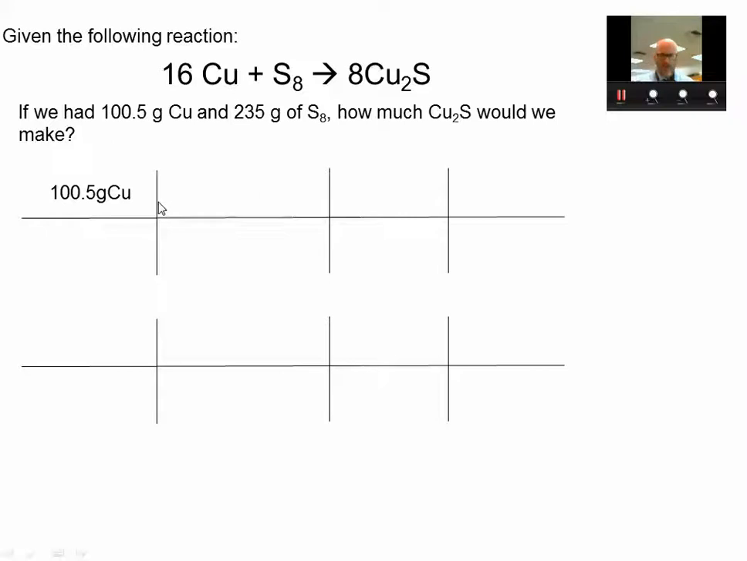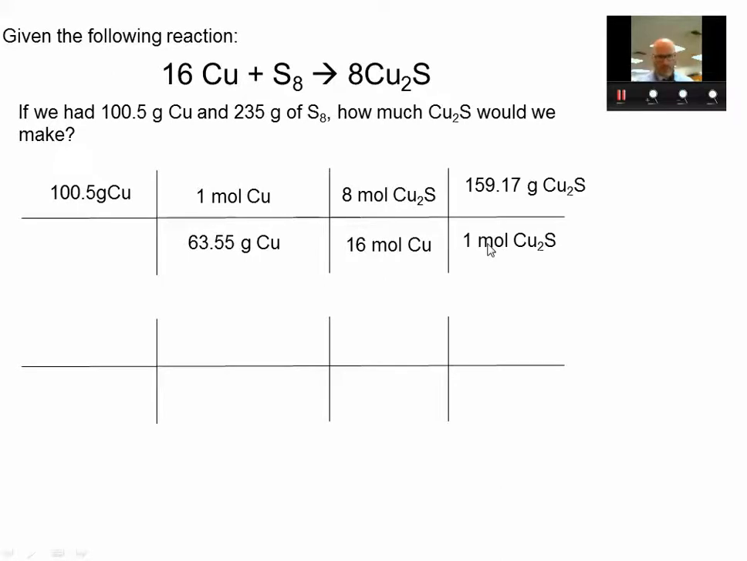And this is our normal gram to gram problem that we've been doing. So we're going to set this up to do that. In 1 mole of copper, there's 63.55 grams of copper. For every 16 moles of copper, we have 8 moles of copper sulfide. And then in 1 mole of copper sulfide, there's 159.17 grams of copper sulfide. So we can make 125 grams of copper sulfide if all the copper reacts.